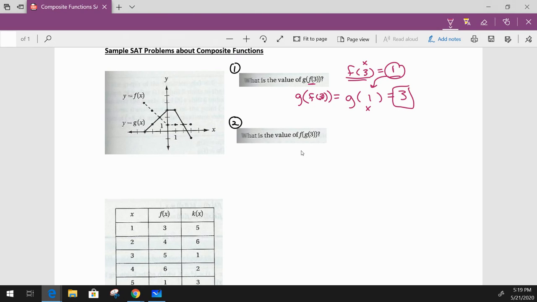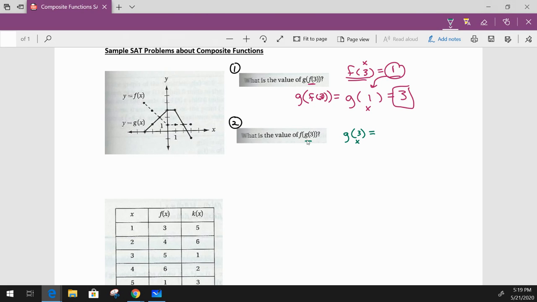Let's do another one. The order does matter. If you look at the original first question, it had G and then F. The second question was F and then G. So in this problem, you have to do the G of 3 first. So first figure out what G of 3 equals.